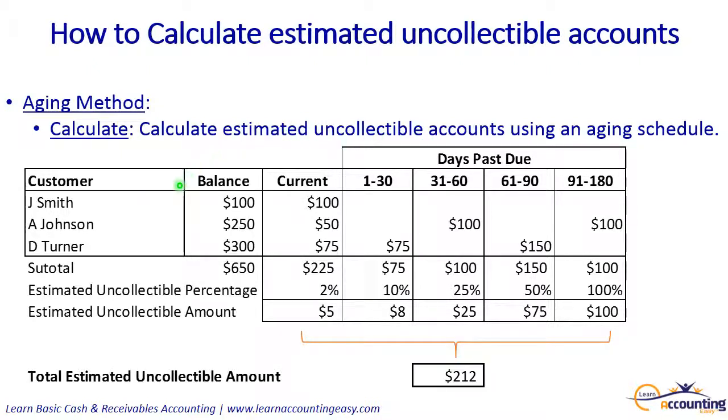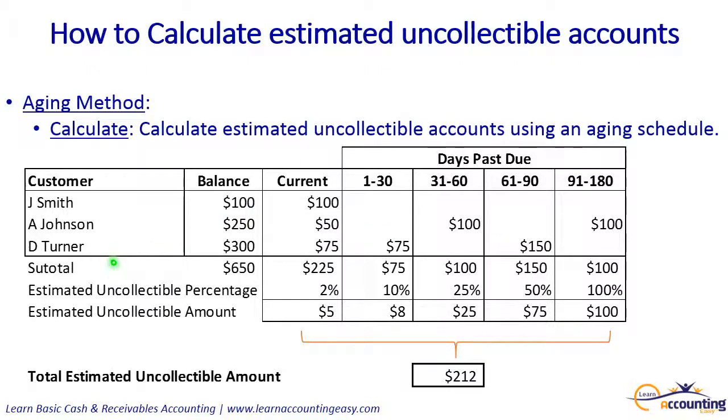So we can see here that J. Smith, his entire balance is current. A. Johnson, the entire balance of $250, 50 of it's current, 100 of it is past due 31 to 60 days. And then the last 100 of it is very, very overdue. D. Turner, of the total $300 balance, 75 is current, 75 is past due 1 to 30 days, and then the remaining 150 is past due 61 to 90 days.